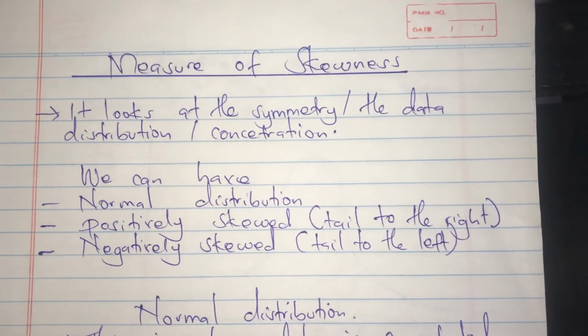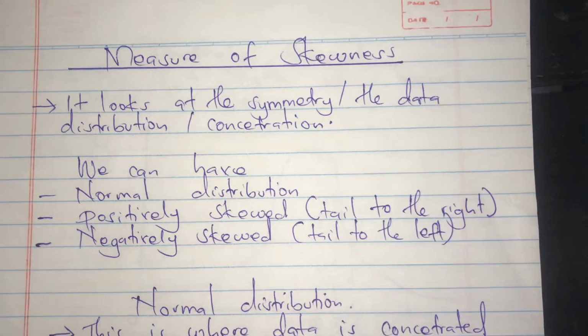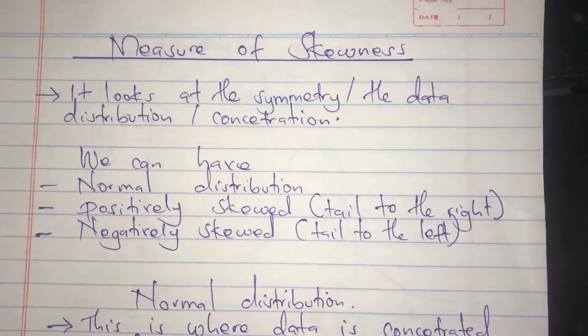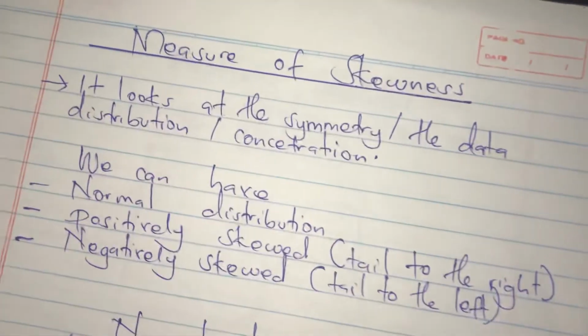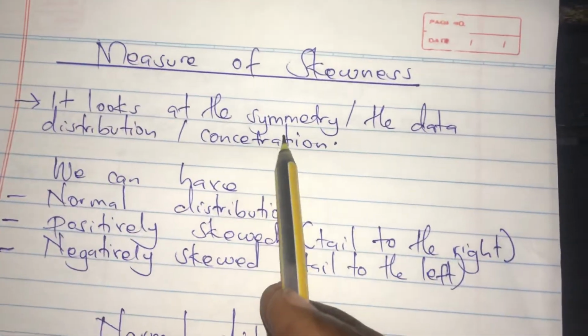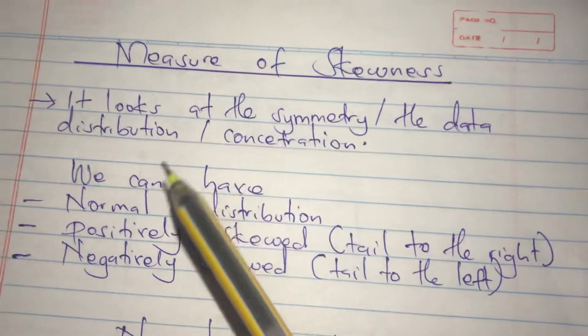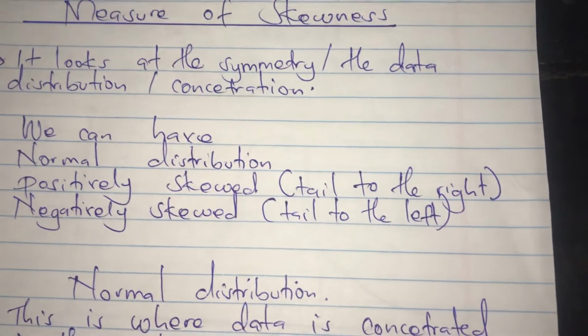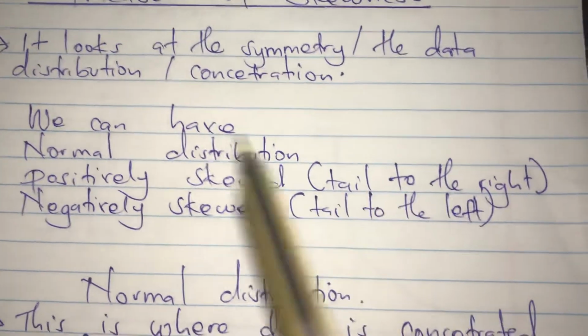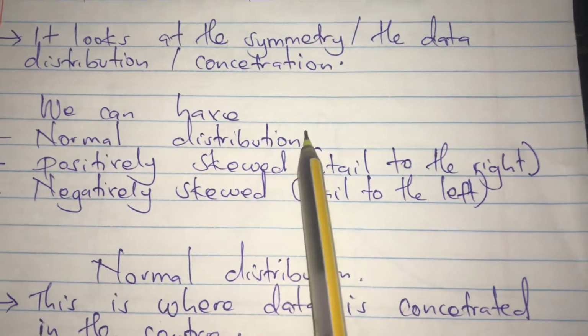In the previous videos we managed to look at the measures of central tendency and measures of dispersion. So let's look at the measures of skewness. Skewness looks at the symmetry of the data distribution, or the data concentration. It's mainly about how data is distributed, and we can have a normal distribution of data.